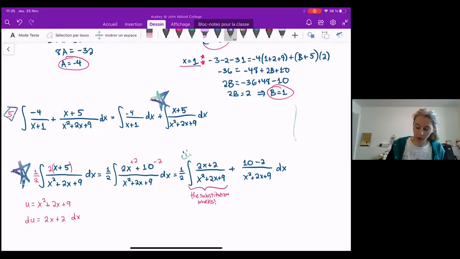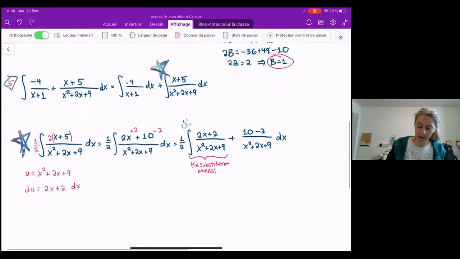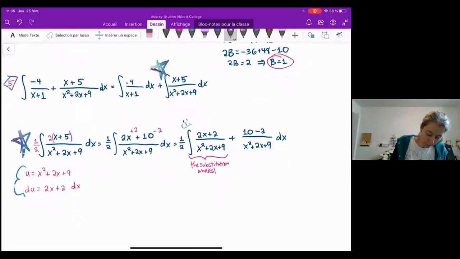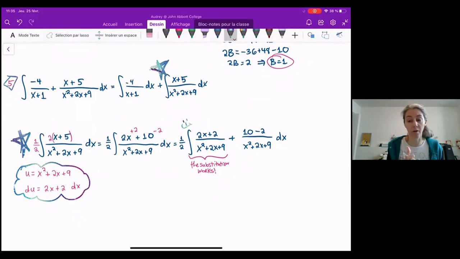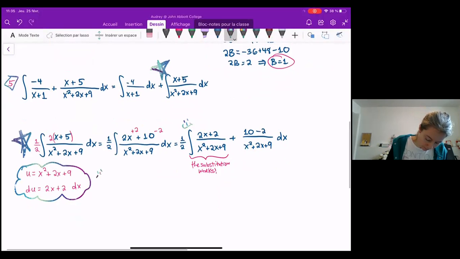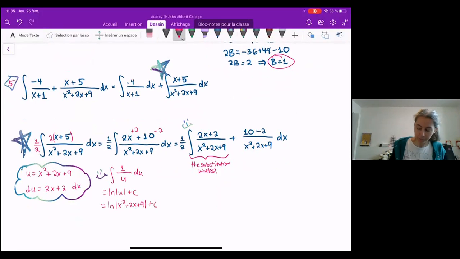And we're going to go down and use that substitution on smiley face. If I apply that substitution, I'm going to ignore the 1/2 out front for a moment because it's applying to both of those integrals. What I'm going to end up with is the integral, with 2x plus 2 on top, of 1 over u du, which is just equal to natural log of u plus c, which is natural log of x squared plus 2x plus 9 plus c.